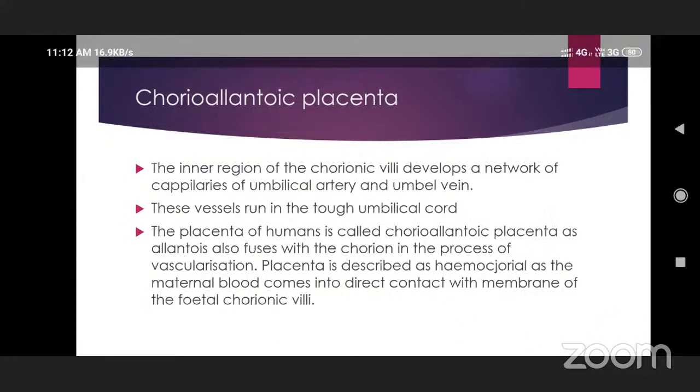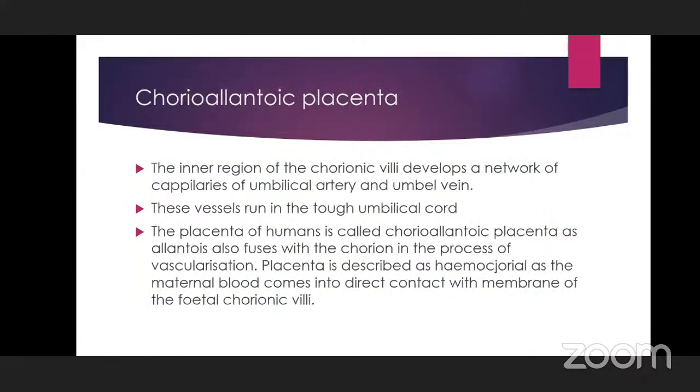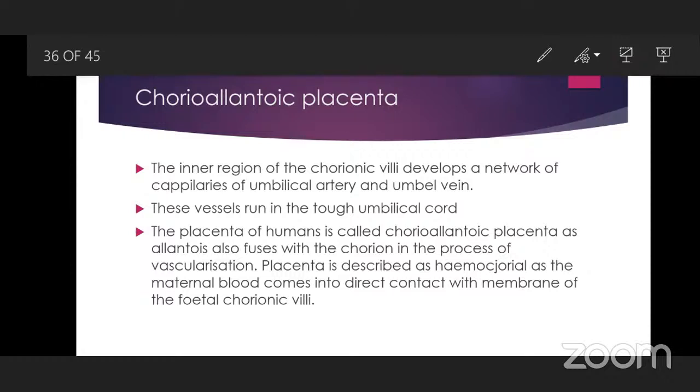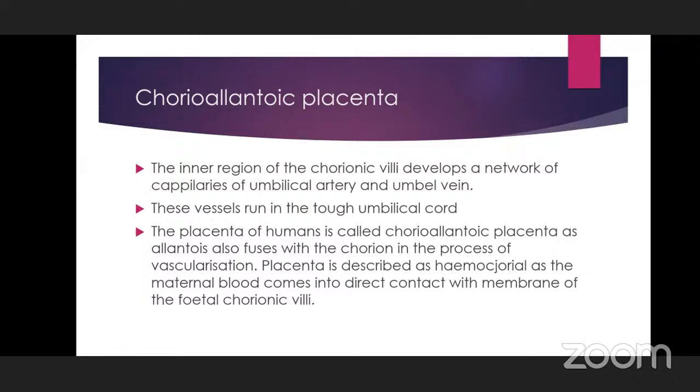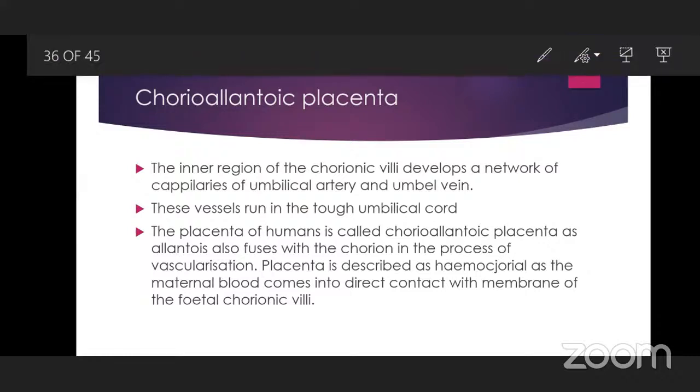In the chorioallantoic placenta, the inner region of chorionic villi develops a network of capillaries of umbilical artery and umbilical vein. So these umbilical artery and umbilical vein will be developing a network of capillaries, and these vessels run through the umbilical cord.